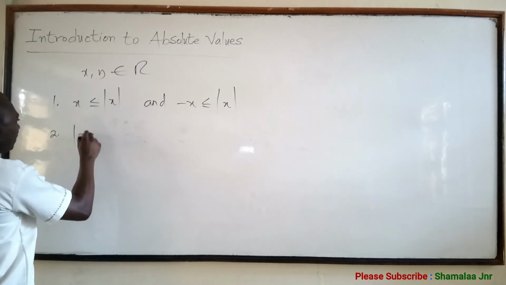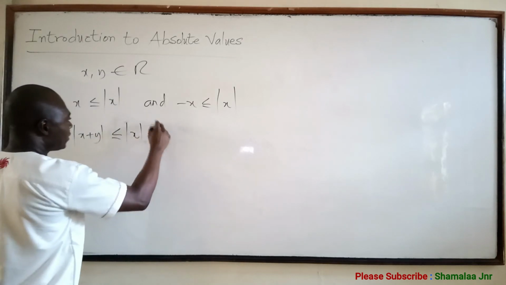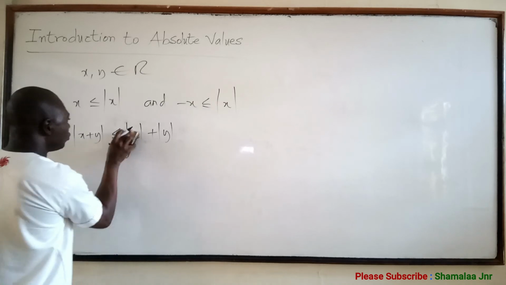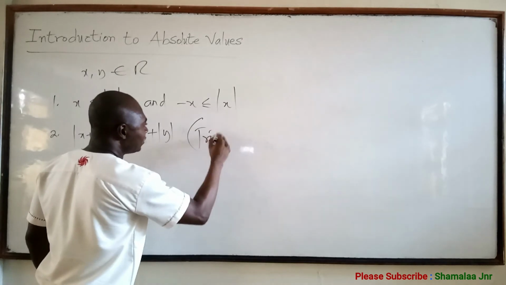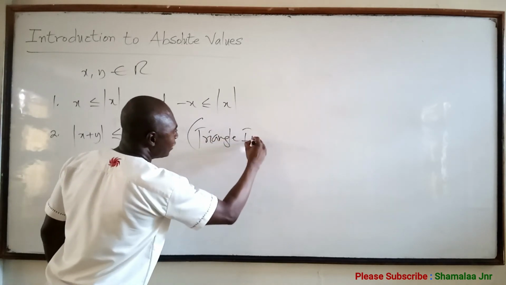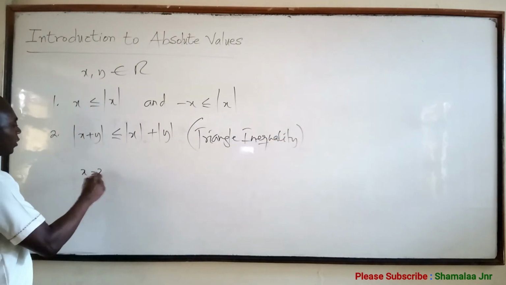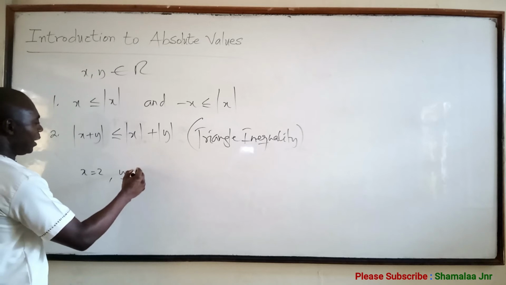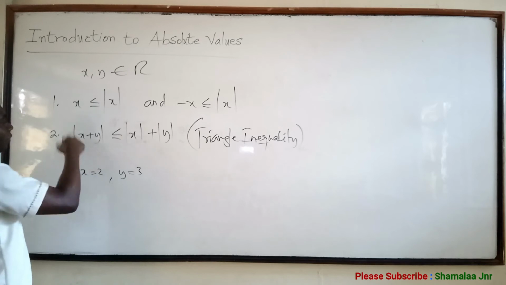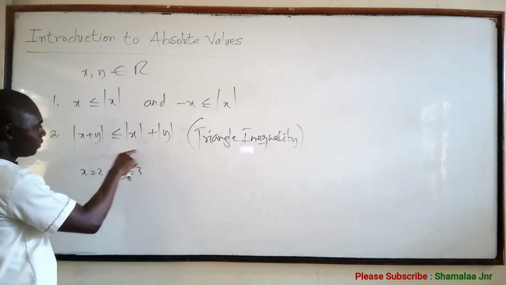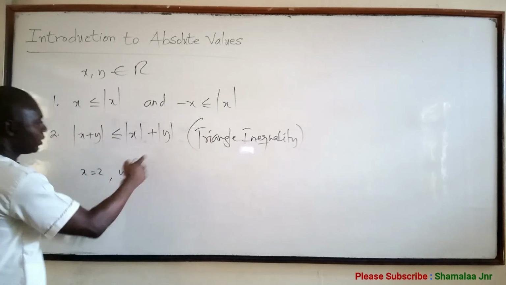2. The absolute value of x plus y is less than or equal to the absolute value of x plus the absolute value of y. This is also true. Yes, you call this one the triangle inequality. If x is equal to say 2, y is equal to 3, and 2 plus 3 here will be 5. The absolute value of 5 is equal to the absolute value of 2, which is 2, plus the absolute value of 3, which is 3, and that will make it 5.